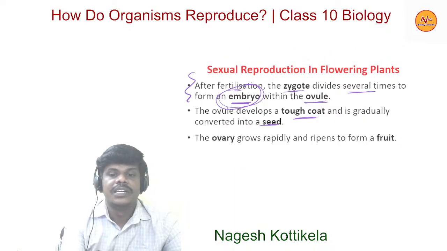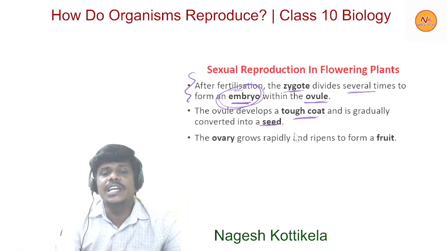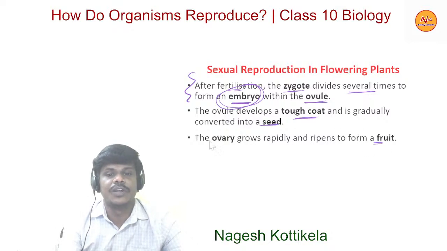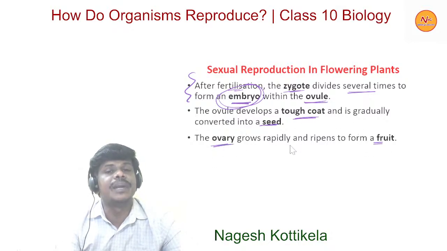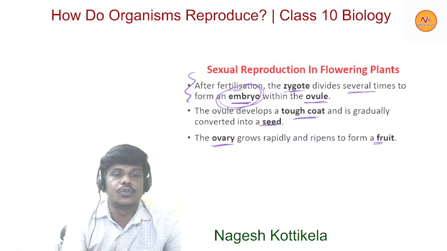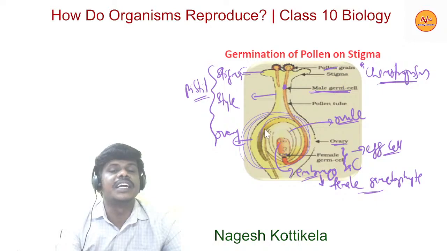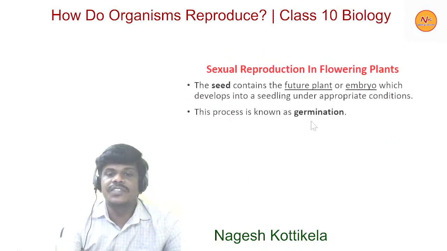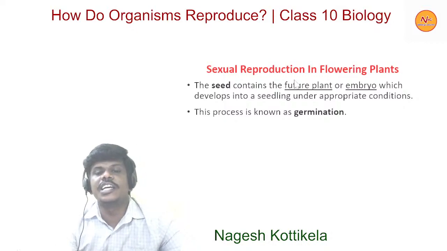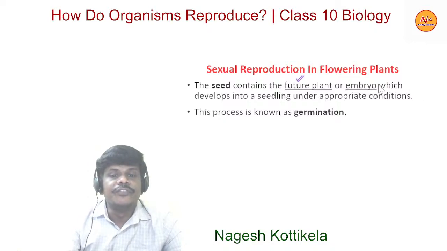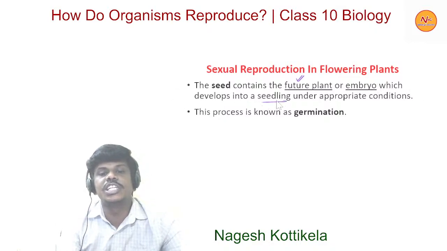Now the ovary grows rapidly and ripens to form a fruit. So this whole structure is growing and forming a fruit. Now after this, the seed contains the future plant or embryo which develops into a seedling.